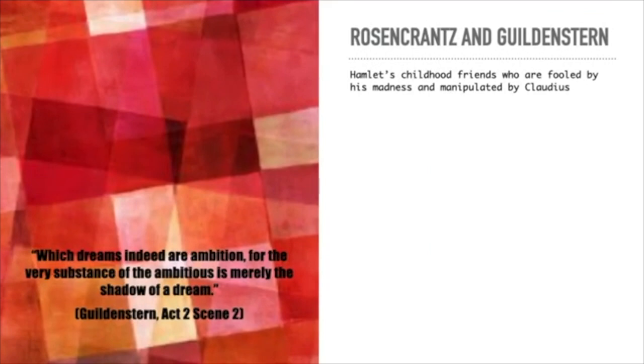Rosencrantz and Guildenstern, two of my favorite characters. They're Hamlet's childhood friends who are fooled by his madness and manipulated by Claudius. A lot of the comedy comes through them because they are totally oblivious to the fact that they are being manipulated by Claudius into finding out what's wrong with Hamlet, but also they're being manipulated by Hamlet because Hamlet makes them believe that he's totally mad. So they're really quite entertaining characters, and they really have no substance, and they're quite stupid in terms of not understanding how they're being manipulated.